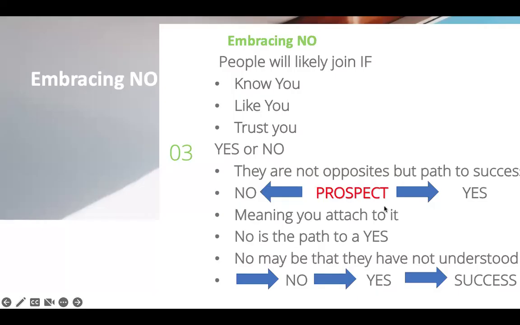If the one in red is your prospect, he'll either say no or yes. But don't look at it like that. Look at it as the one below. The meaning you attach to a no is very, very important. In my opinion, the meaning you need to attach to the word no is, this is not the right person, or this is not the right time for this person, or this person has not understood the business. So no is the path to a yes. No may be that they have not understood what you're explaining. So the process is no, then yes, then success. That is what really happens in the business.